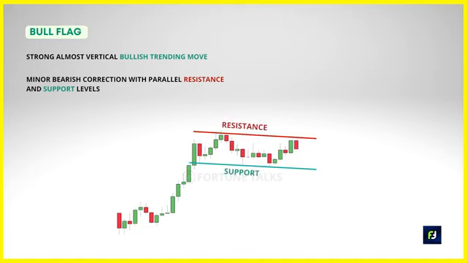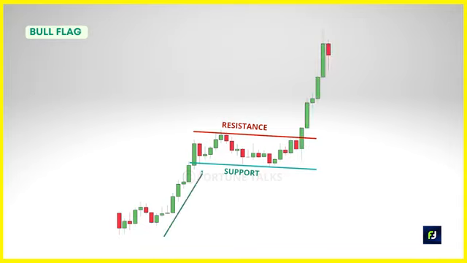Now, there are 3 components to any flag pattern that make it. So I am going to give you a few hints to correctly identify the bull flag. We have to look for a preceding up move or an uptrend, which makes a flag pole, as we know that the bull flag pattern forms during a bullish trend.